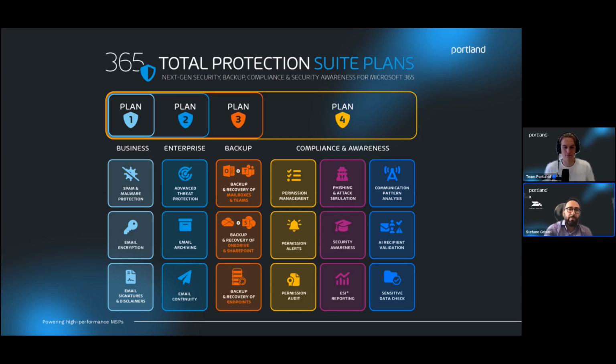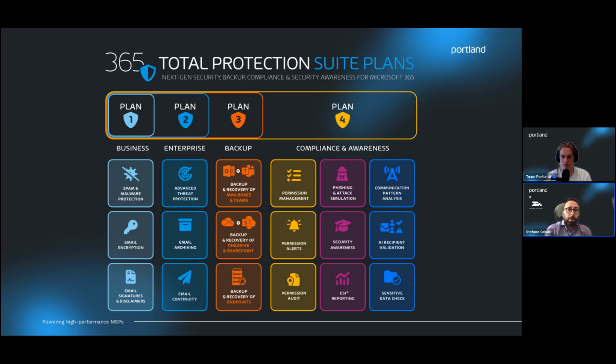So first, we have plan 1 and plan 2. They cover the mail area. So of course, this is the basic. This is the starting point. You have the spam and malware protection, but we also have encryption on this plan. In addition to that, you also have the ability to add the signature, more precisely to the content of outgoing emails, or you can also add a disclaimer. For example, if you want to make the recipient know that what you're sending right now is a confidential email. So all of this comes with plan 1.